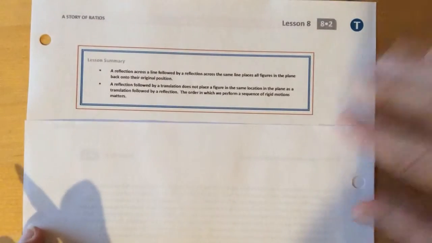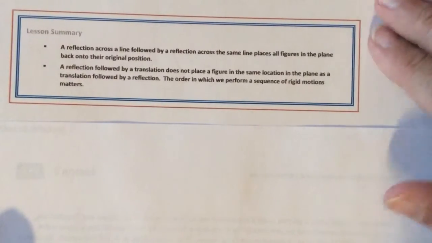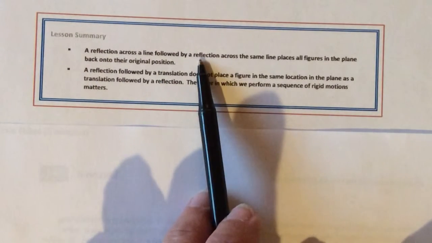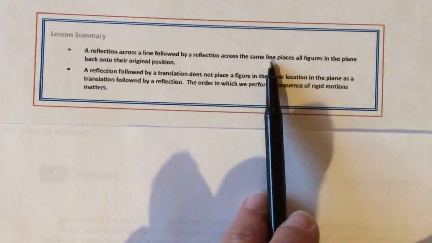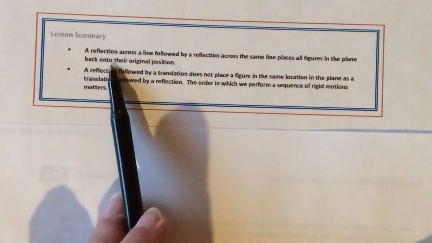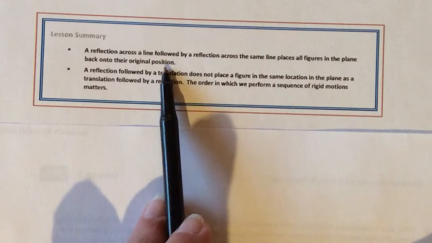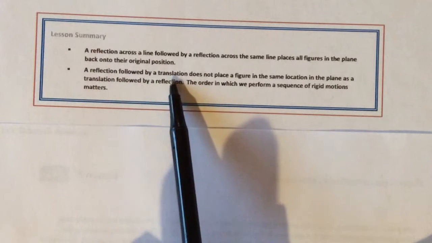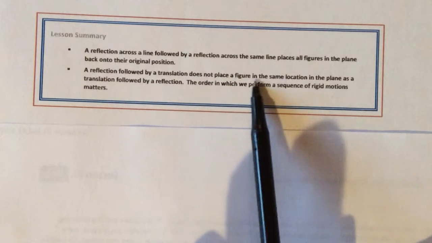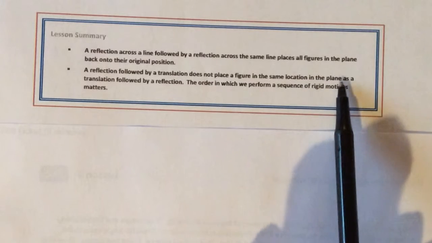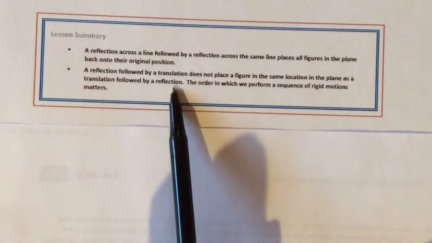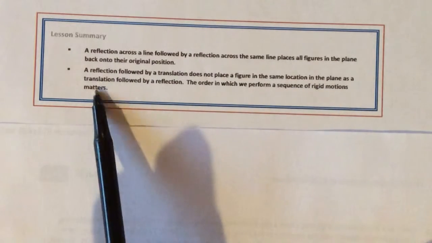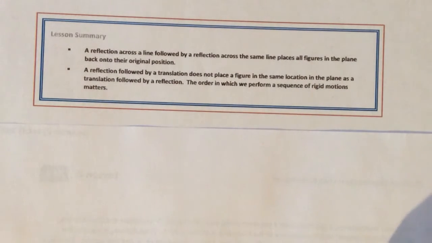So make this a little bit bigger. So we saw that a reflection across a line followed by a reflection across the same line places all figures in the plane back onto their original position. So in other words, a reflection undoes itself. And then a reflection followed by a translation does not place a figure in the same location in the plane as a translation followed by a reflection. The order in which we perform a sequence of rigid motions matters. So the order matters.